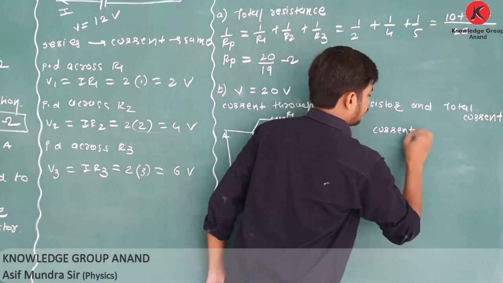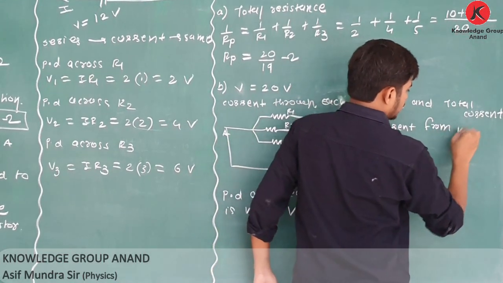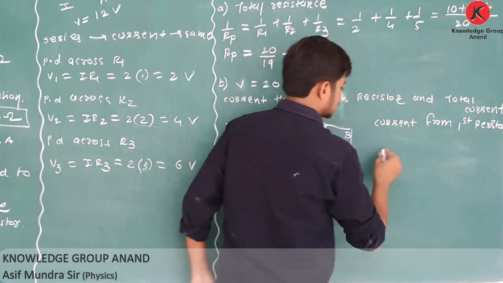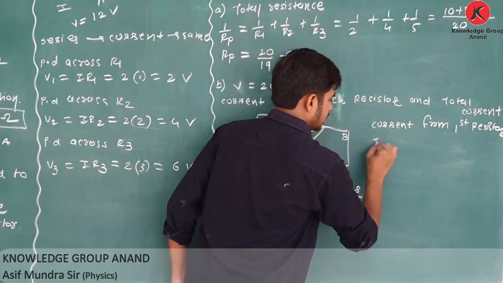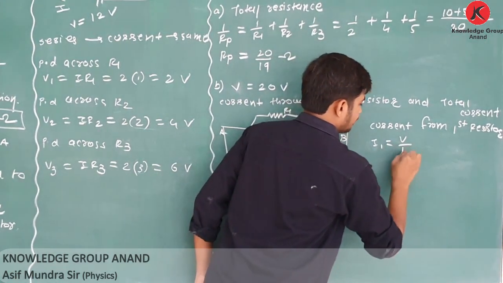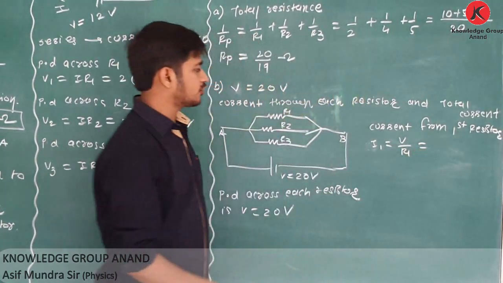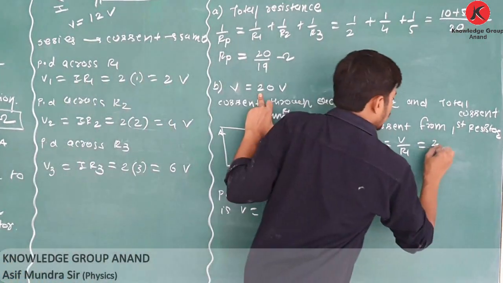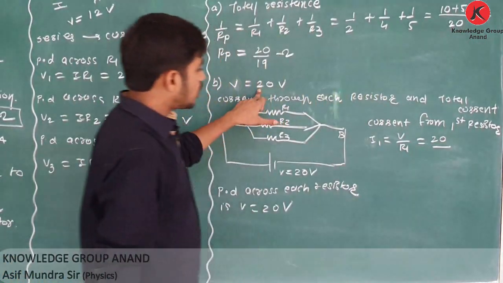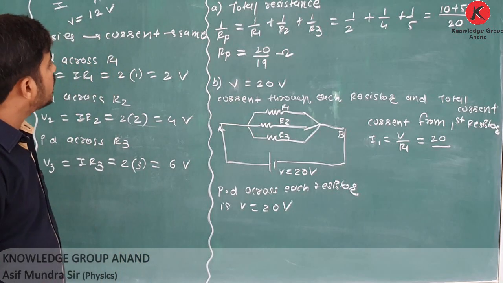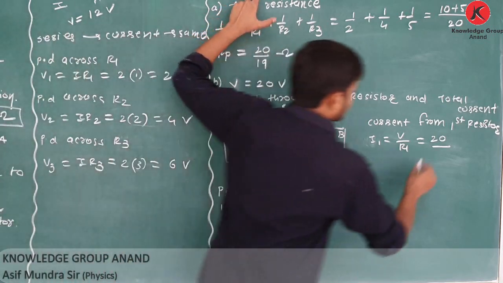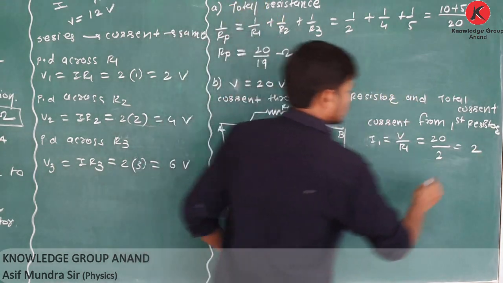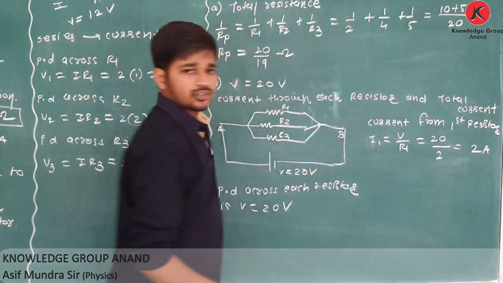Current from the first resistor, I1, is equal to V upon R1. What is the value of V here? It is 20. What is the value of R1? Where is R1? Yes, here it is 2. So 20 by 2 is 10 ampere. Clear about this?